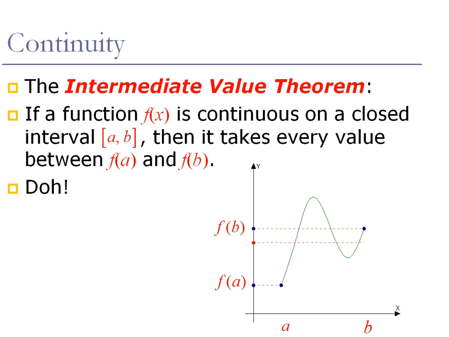then there's going to be some value of x for which the function will attain that value. In other words, any horizontal line in between f of a and f of b will actually cut the graph of the function, will intersect the graph of the function. So as you can tell, it's something quite simple to understand intuitively.